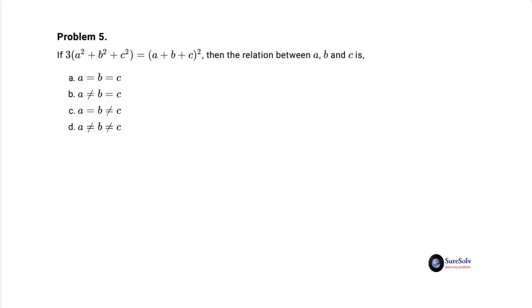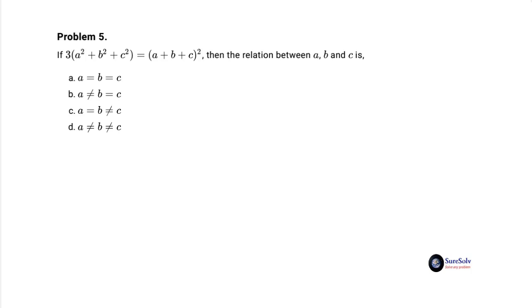Question 5 is, if 3 times (a square plus b square plus c square) equal to (a plus b plus c) whole square, then the relation between a, b and c is option A a equal to b equal to c, option B a not equal to b equal to c, option C a equal to b not equal to c, and option D a not equal to b not equal to c. Expanding the RHS, we will get one number of a square plus b square plus c square, reducing three such factors in the LHS to 2.